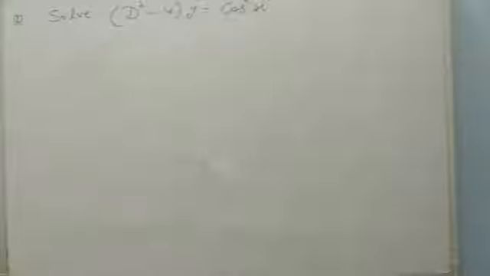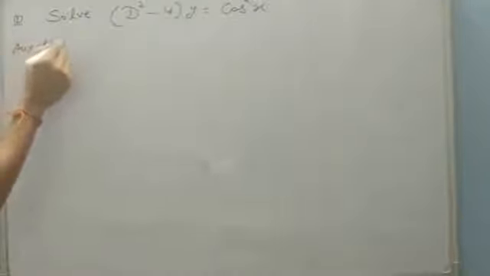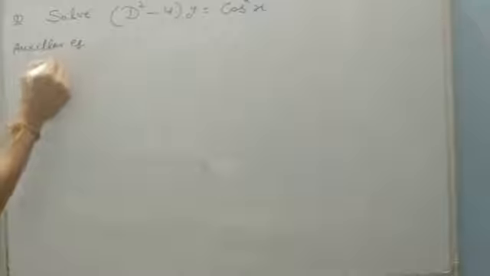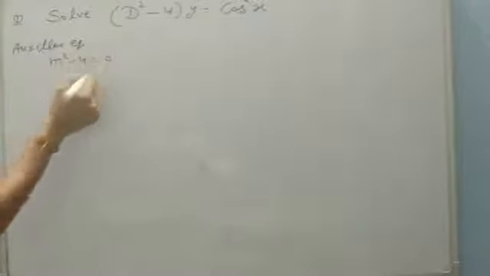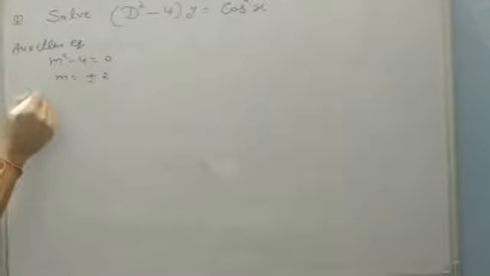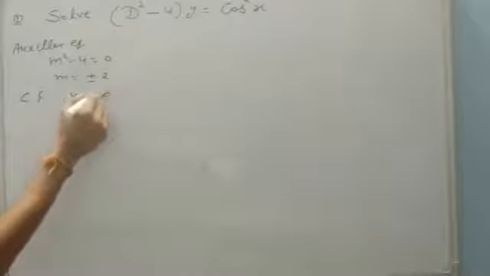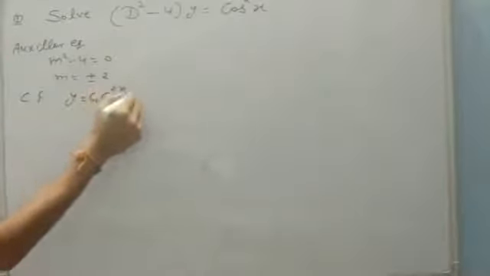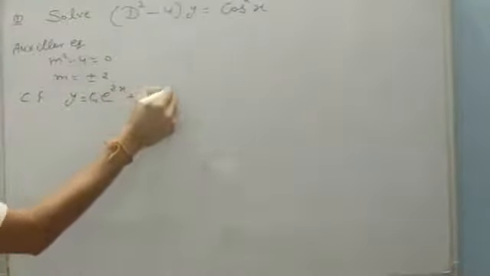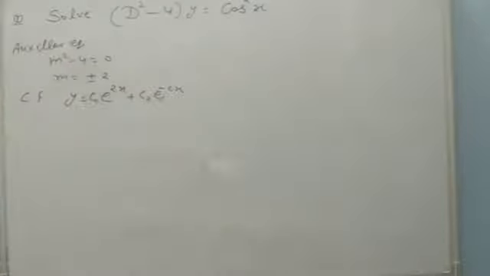Now see this question. It is another very important question from the exam point of view. First of all, the auxiliary equation, that is m square minus 4 equals 0, or I can say m equals plus minus 2. So the complementary function y equals c1 e to the power 2h plus c2 e to the power minus 2h. This is the simplest part of this solution.